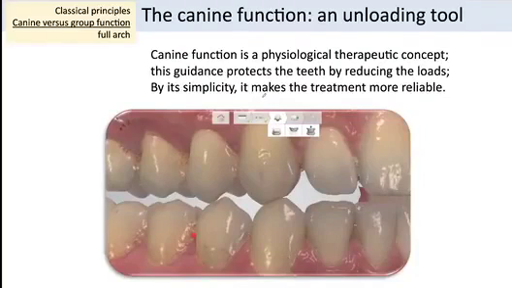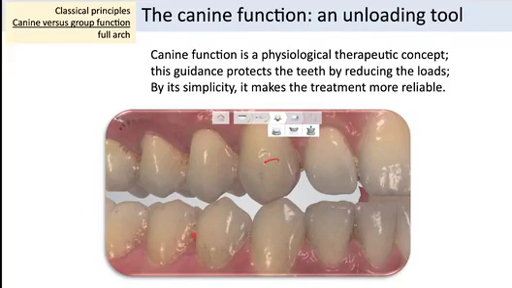Canine guidance is a hand loading tool. Canine function is sometimes physiologic, naturally, but frequently it is a theoretical concept, to simplify the process, the procedures, and to simplify the movement of the mandible. The guidance protects the teeth by reducing the loads. It is simple to realize, and it makes the treatment more reliable.